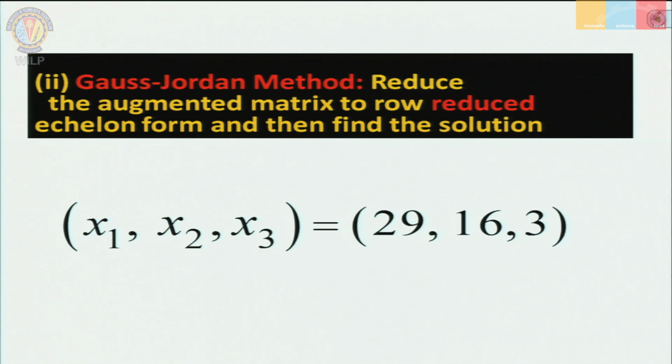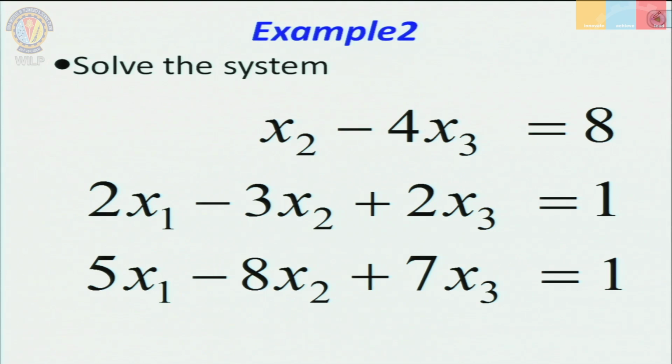So, we have seen the solution with the help of two methods. One is the Gauss elimination method, the other is the Gauss-Jordan method. Gauss elimination method means converting the augmented matrix into row echelon form. Gauss-Jordan method means converting the augmented matrix into row reduced echelon form.